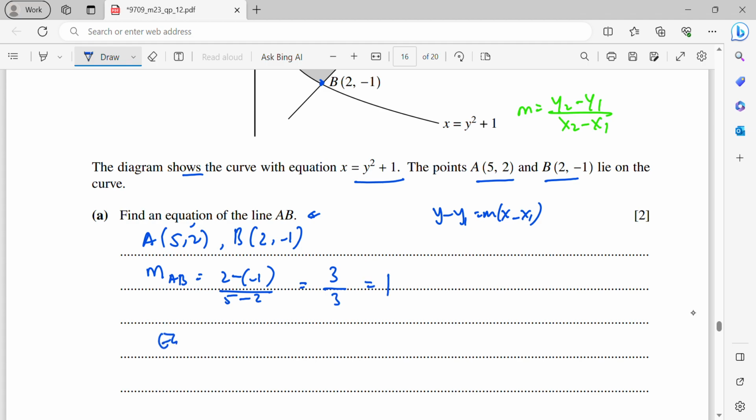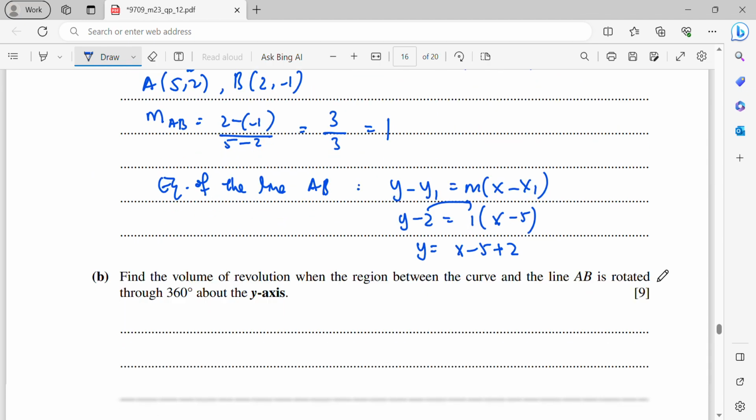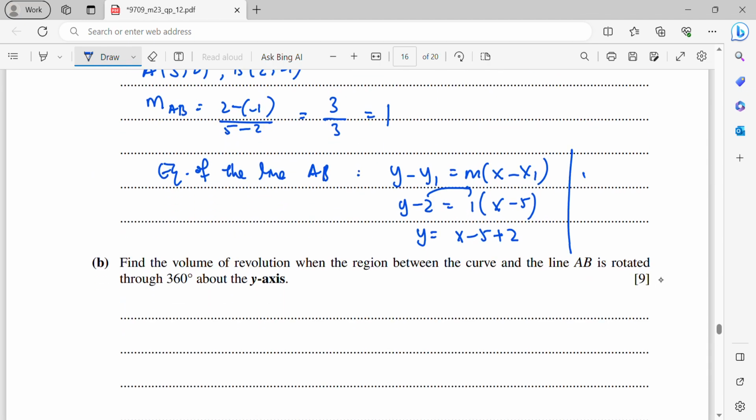Now, the equation of the line AB is going to be y minus y1 equals m bracket x minus x1. So I will use the point A. So it will be y minus 2 equals, my m is 1, so x minus 5. That means my y is 1 times x minus 5 just remain. And then the minus 2 on the left hand side just moves to the right side, becomes plus 2. Then from here, you will get y equals x minus 3. So that's the solution.